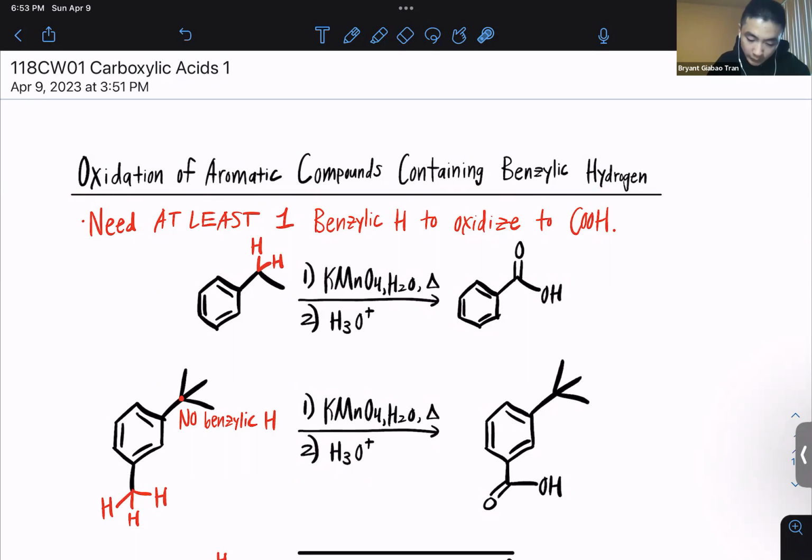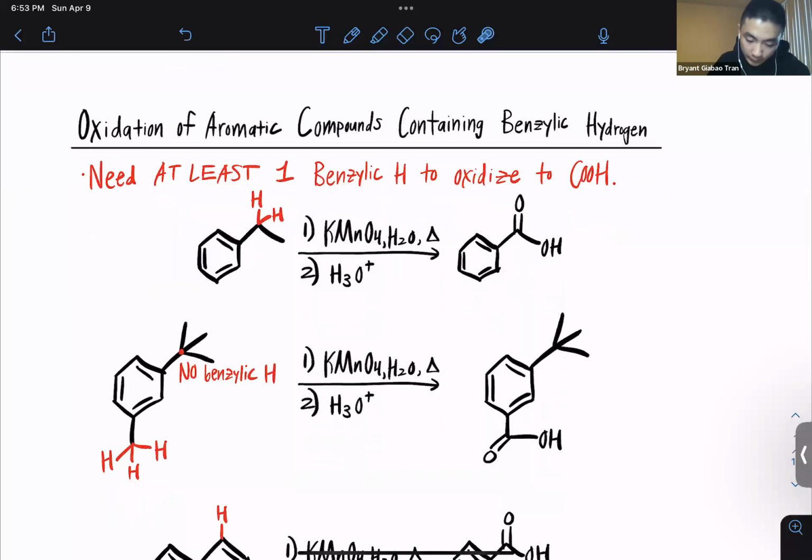Whenever we react a benzene with R groups and the first step is KMnO4, H2O, and heat, with an acid workup step following, then we have to look for at least one benzylic hydrogen to oxidize the R group into a carboxylic acid. For the first example problem, we see that this R group has two benzylic hydrogens, which accounts for the at least one benzylic hydrogen. We are reacting it with KMnO4, water, heat, and an acid workup. So we're going to convert this R group into the carboxylic acid.